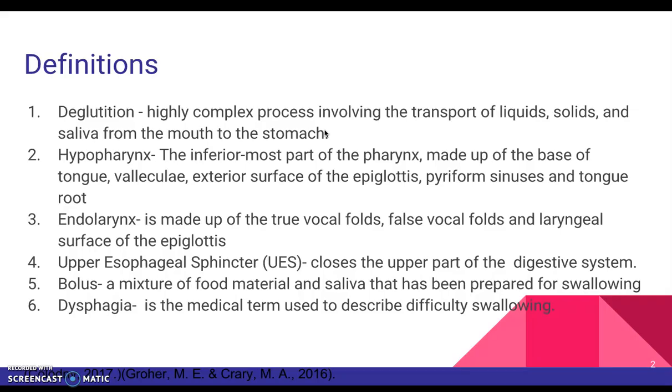So a couple of definitions: deglutition, basically it's just swallowing; hypopharynx, it is the inferior most part of the pharynx, so it's base of tongue, folliculae, inferior surface of the epiglottis, piriform sinuses, and tongue root. Endolarynx is made up of the true vocal folds, false vocal folds, and laryngeal surface of the epiglottis. The UES is upper esophageal sphincter. It's the closest upper part of the digestive system.